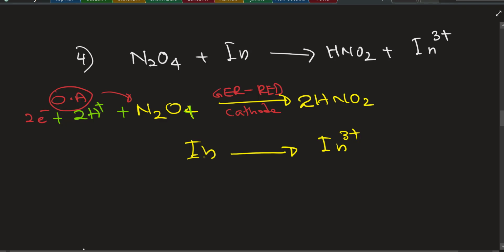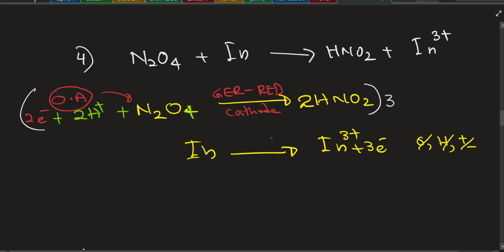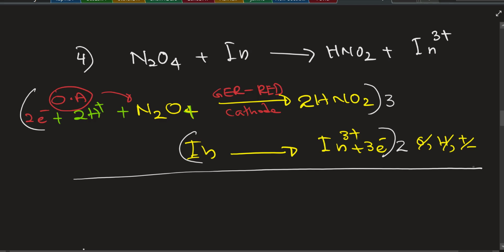IN goes into IN3 plus, right? And then no oxygen, no hydrogen, nothing to worry. And let's do the charge balance. 3 plus here, you need 3 electrons to balance, right? Because the other side is 0, so now 3 electrons here, 2 electrons there. Top formula times 3, the bottom one times 2 will make the 6 common factor of electron, right?